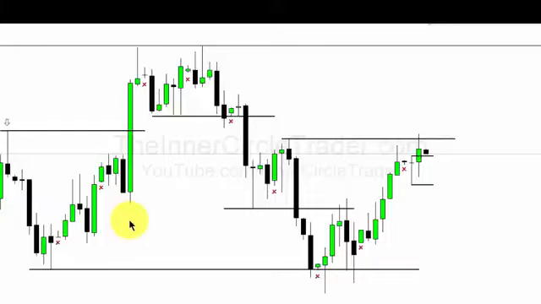All right, and here's another scenario, an outside day. We have the candle here. The high comes in at 93.23 and the low is 92.81. The very next day, the high is taken out at 93.24 and the low is 92.75. So, reversal day.